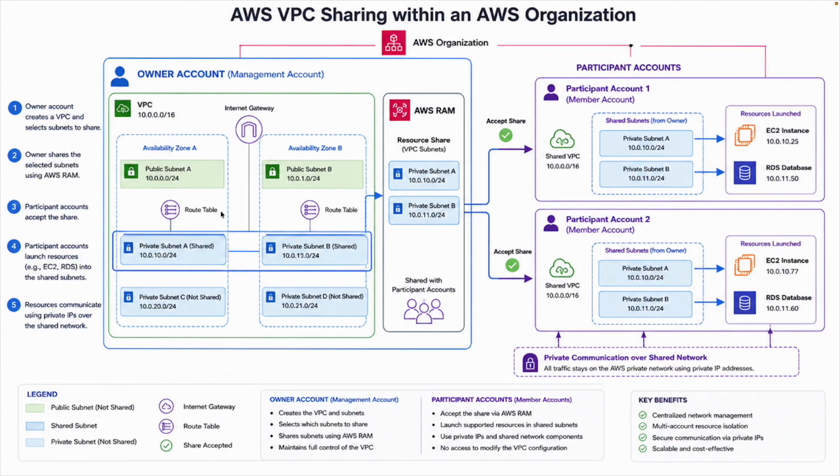Now for the network components of the owner account, the owner account owns all the networking resources. These include the internet gateway, the NAT gateway for the private subnets, the route tables, the ACLs, security groups, and VPC endpoints. All are owned by the management account. Participant accounts cannot modify any of these components. This centralizes network administration within the owner account. Instead of every account creating its own networking, one team manages it for everyone.